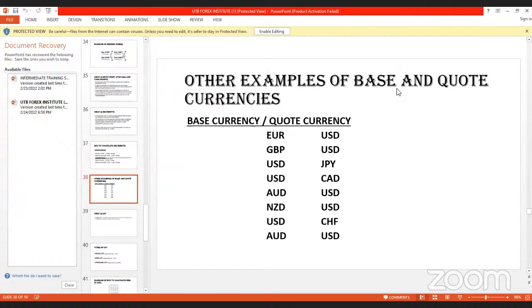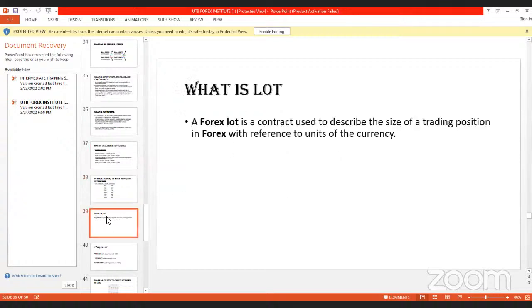Then other examples of base and float currencies. The next one is lot size, which is very key to trading. Lot size is key to trading.